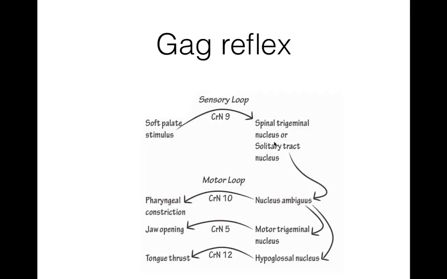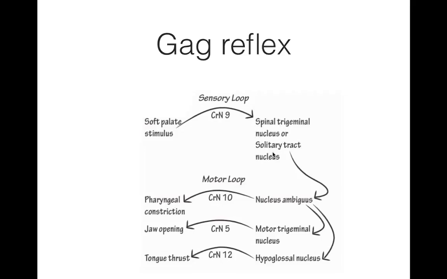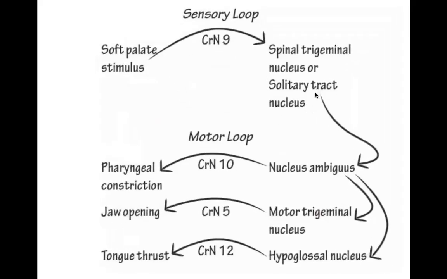And it relays that information into the tractus solitarius, which then sends out that information to the nucleus ambiguus. Now, the nucleus ambiguus, of course, forms the nerve that will form cranial nerve number 10 that activates the pharyngeal muscle, resulting in pharyngeal constriction. Nucleus ambiguus also sends out fibers that synapse with the motor trigeminal nucleus that forms cranial nerve number 5, which results in the activation of the muscles of the jaw, resulting in opening of the jaw.